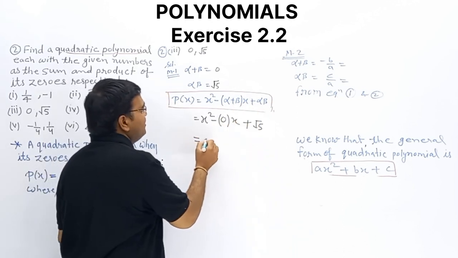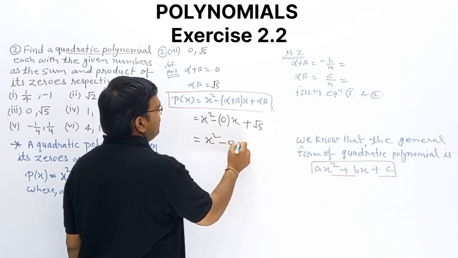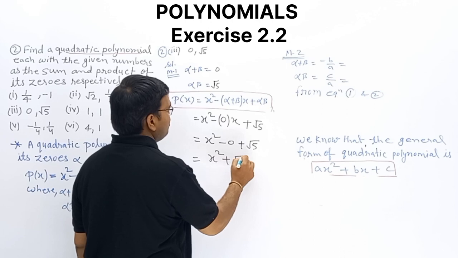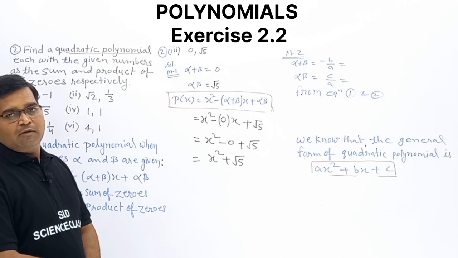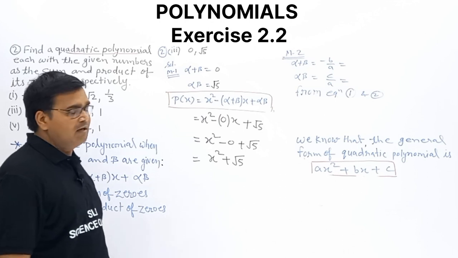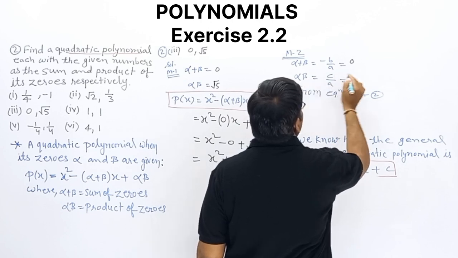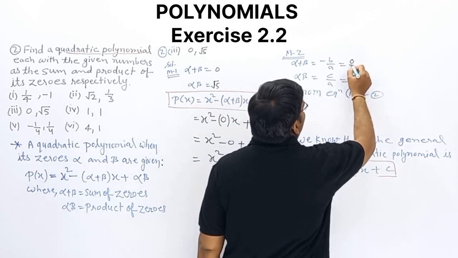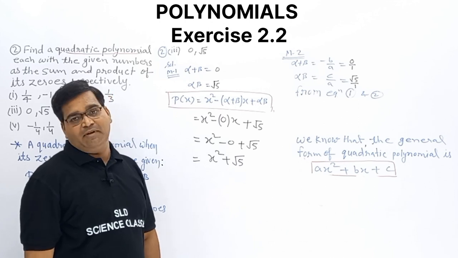Clear? Solve this one. x square multiplied by 0 into x, we will get 0, plus root 5. Polynomial will be x square plus root 5. This is the answer, in which we are not having denominator, so nothing will be skipped, this will be the required polynomial. Now in the another method, alpha plus beta we are having 0, alpha into beta we are having root 5. In both we are having denominator 1, so no need to multiply and divide anything.